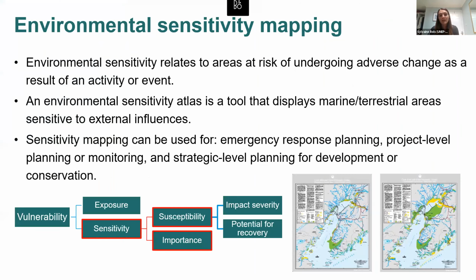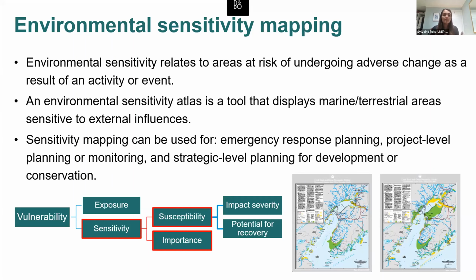One area of work that NEA and UNEP-WCMC have been exploring extensively is environmental sensitivity mapping. Environmental sensitivity relates to areas at risk of being negatively impacted as a result of an activity or an event. This sensitivity can be mapped out into a sensitivity atlas, which can act as an interactive tool for decision makers to understand which areas are sensitive to external pressures.